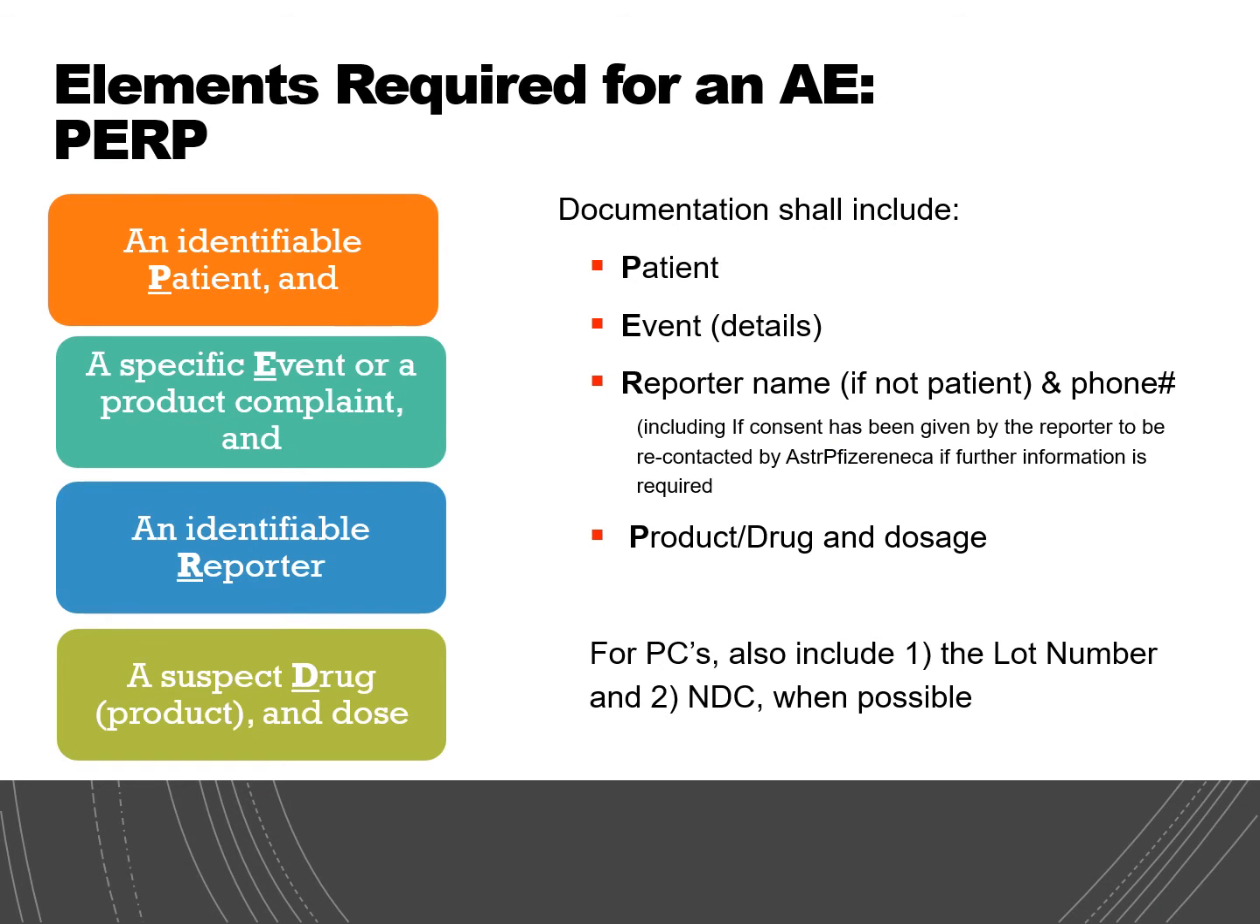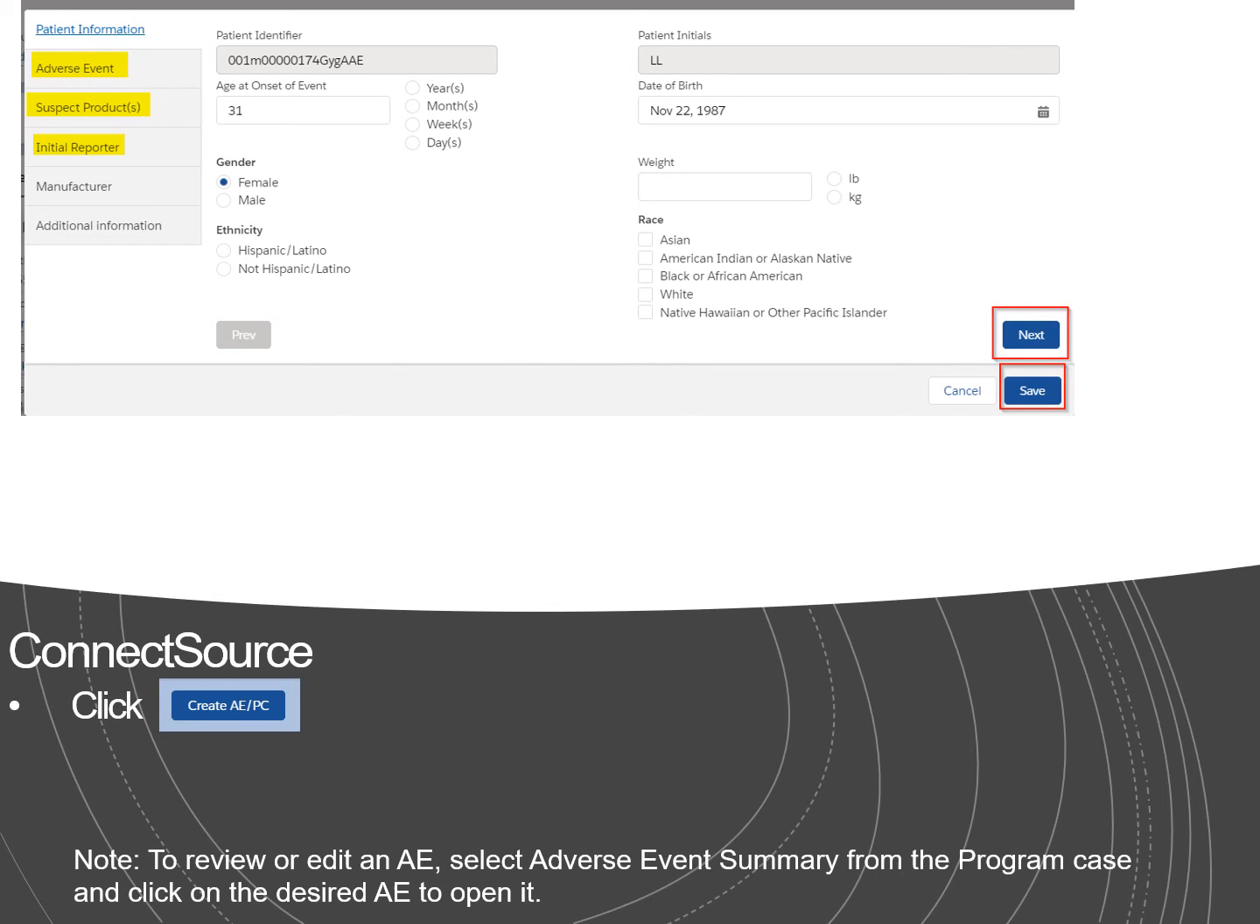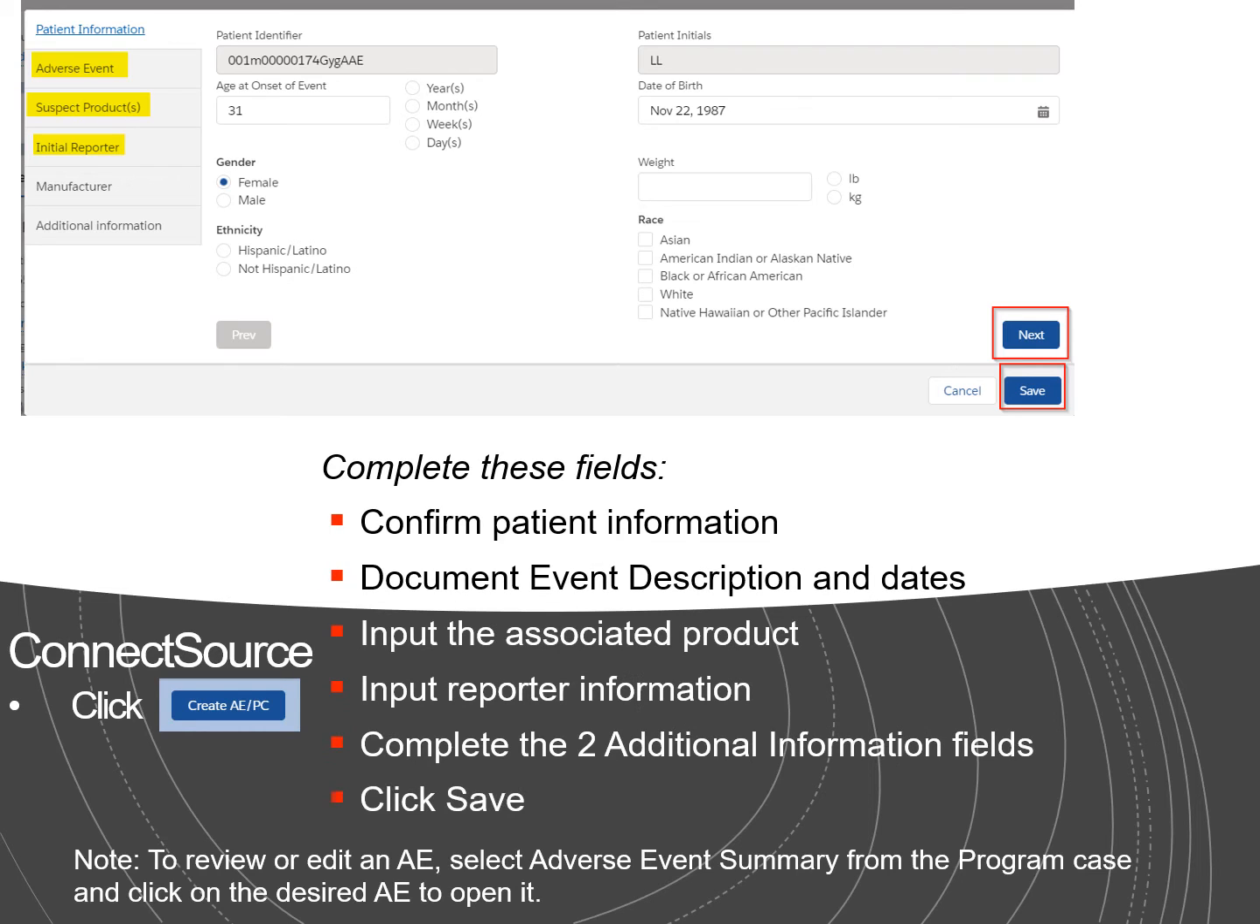When we document adverse events, we do have 4 critical elements required: an identifiable patient, a specific event or product complaint, an identifiable reporter, and a suspect drug. These are the items that will be requested when you're entering into the ConnectSource adverse event fields. So we must complete the following fields. Some of them will be already completed based on the patient selected, and some of them will require being filled in.